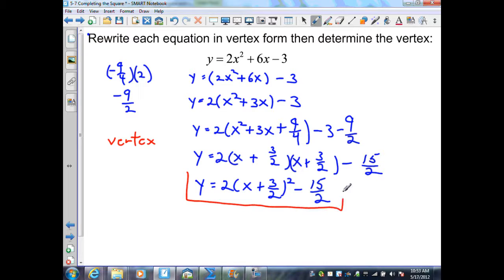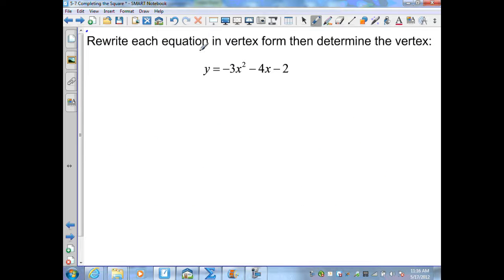This is in vertex form. And I know in vertex form this has to be a minus sign. But to change this to a positive must mean my h is negative. So this is h, k, and my h has to be negative since that's positive, which is negative 3/2, comma, negative 15/2. I know that this would be to the left 3/2, down 15/2, and then my graph would open up because my quadratic is positive.